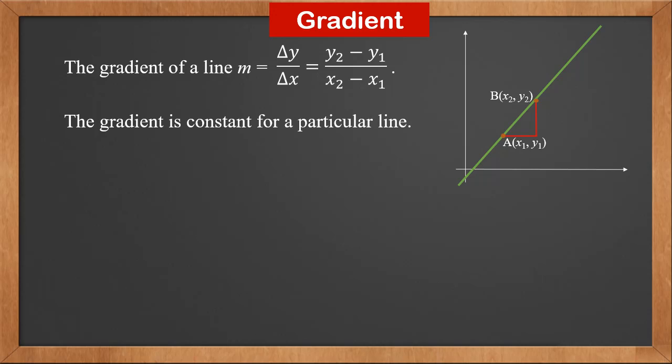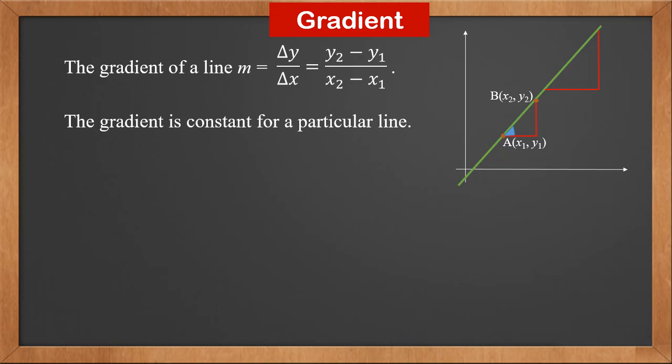Let's look at this right-angled triangle, where AB is the hypotenuse. Delta y, or y2 minus y1, is the height. Delta x, or x2 minus x1, is the base. The gradient m is height over base. If we take two other points on this line and draw a right-angled triangle like this, we can see that these triangles are similar. Therefore, the ratio of height and base remains the same. So the gradient of a line remains constant.